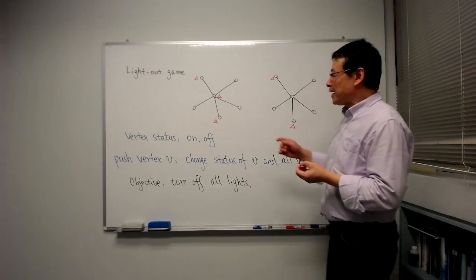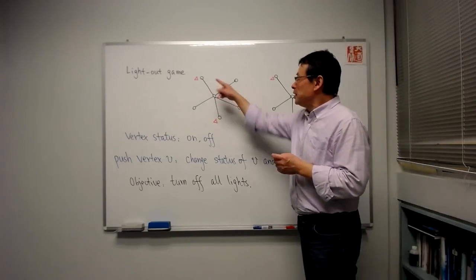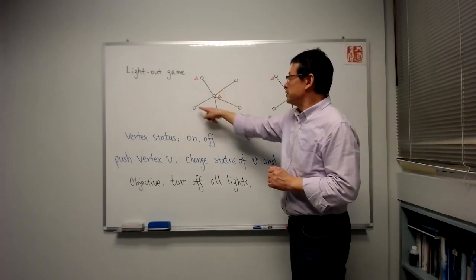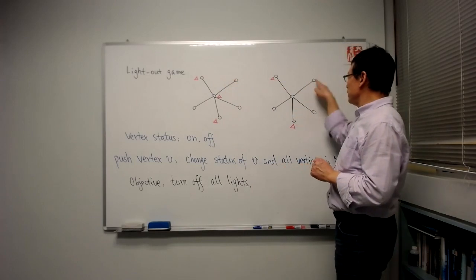The status of a light is either on or off. Here, a red triangle indicates the light is on. So here, these three are on, these three are off. Here, these two are on, these four are off.